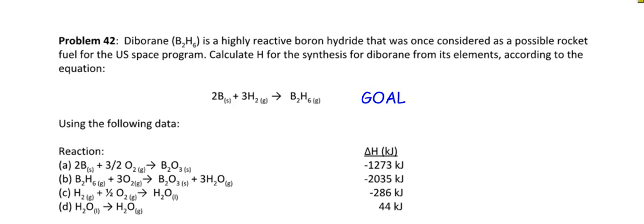Anyway, it says calculate the delta H for the synthesis of diborane from its elements according to this equation. All right, and look at all these reactions below. What the heck are we going to do? My helpful hint is to start here. Where is boron solid located? Oh, it's right up here. Okay, so I need 2 borons, and I have 2 borons. So that's pretty cool. I don't have to do anything with that reaction, do I?